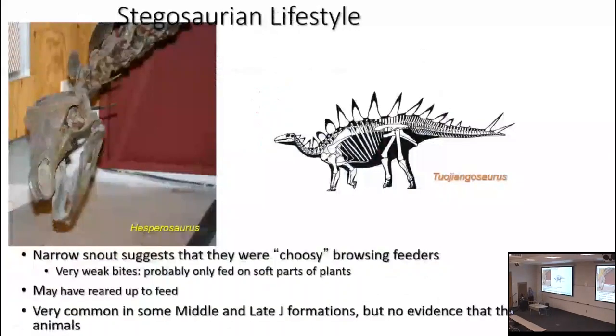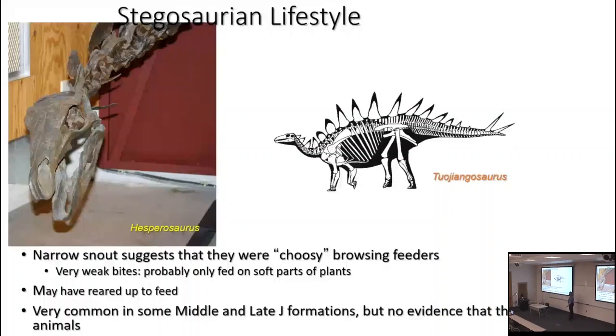All right, so the stegosaurian lifestyle. Stegosaurs tend to have very narrow snouts. And a narrow snout in modern herbivores tends to suggest a choosy browser. So something that's eating leaves and other plant parts, and is being selective about the plant parts it wants. Also, the biomechanics show that the bite is, as dinosaurs go, very weak. It's stronger than some of the other herbivores, but it's definitely vastly weaker than some of the groups we're going to see next week.